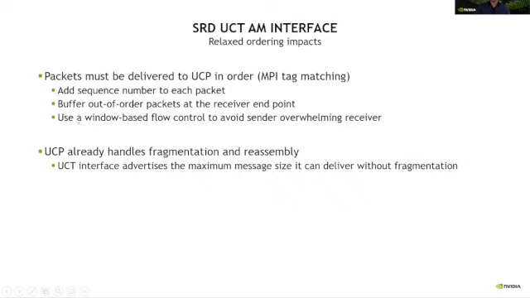On top of that, we also use window-based flow control to avoid a fast sender overwhelming a slow receiver, and also to be able to limit the amount of buffer space that is required for out-of-order packets. A good thing is that we didn't have to do anything about fragmentation and reassembly of large messages with SRD in particular, because UCP already handles that for all transports. Each UCT interface only advertises the maximum message size it can deliver without fragmentation and reassembly.